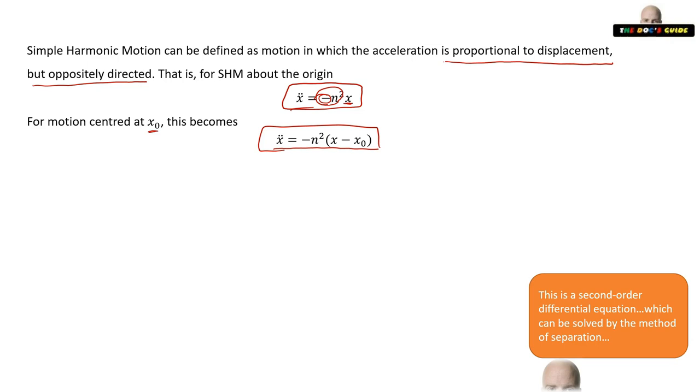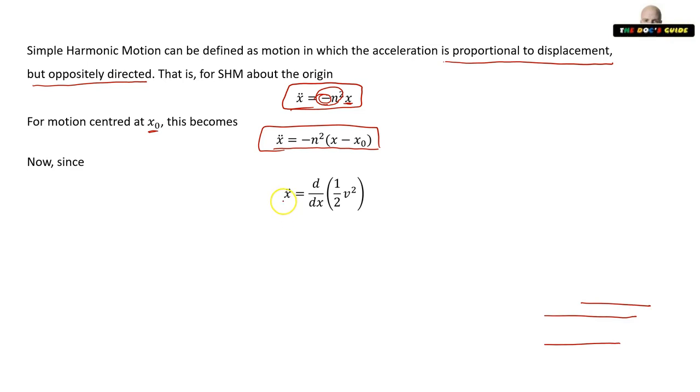This particular equation, or both of these equations, are what's known as second order differential equations. They are differential equations because they have a derivative in there, and it's the second derivative with respect to time of displacement, so it's a second order differential equation. And we can solve these by the method of separation of variables.